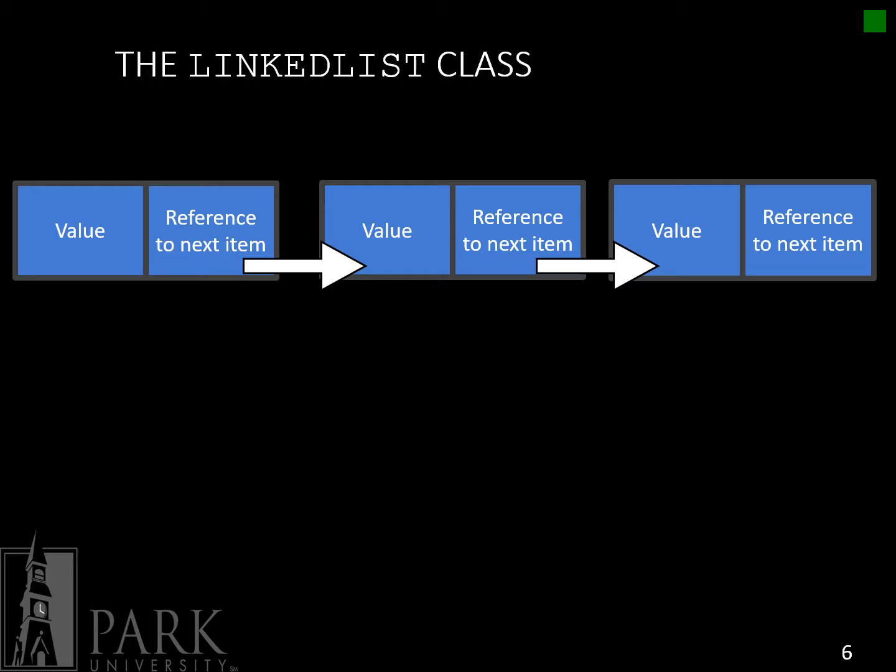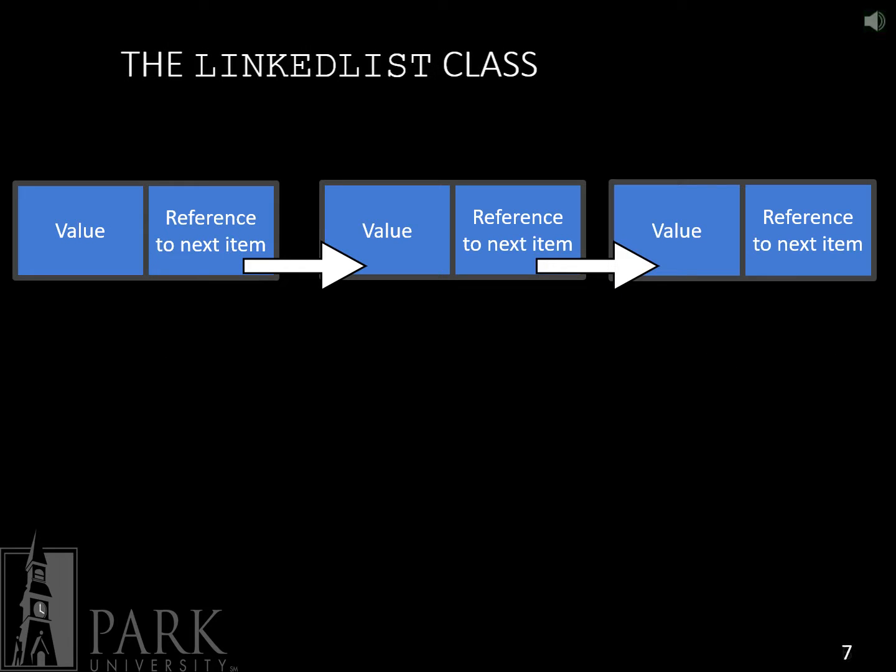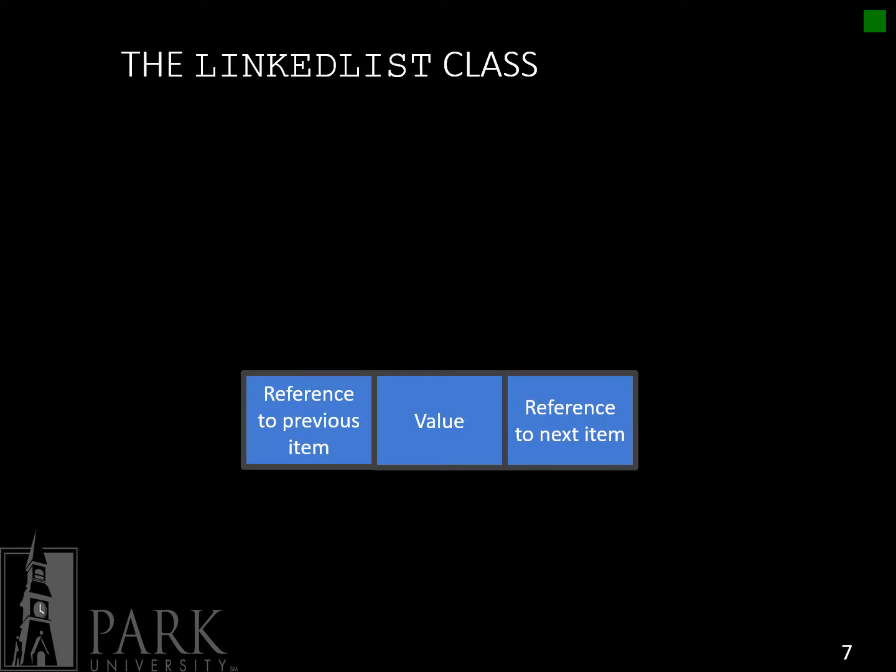The first node in the linked list is called the front, or the head, while the last node is the back, or the tail. And so you'll see these two terms used interchangeably. So far, we've only looked at a singly linked list, but we also have a variation on that called the doubly linked list. The difference is that we also contain a reference to the previous node in the list.